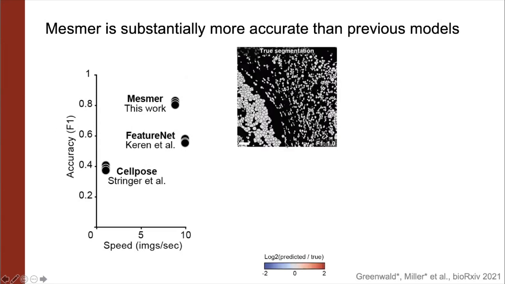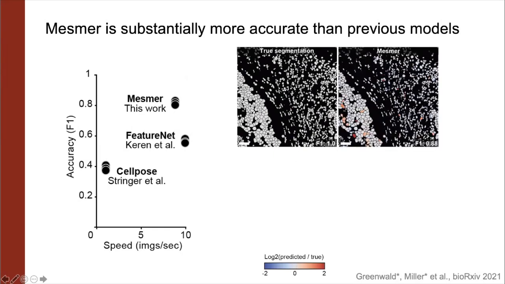To demonstrate this a bit more visually, we generated ground truth segmentations for colorectal carcinoma. What we've done is color each cell by the ratio of the size of the predicted cell to its matching ground truth cell. So for example, in this true segmentation data, everything is colored gray, corresponding to this 0 log2 fold change between the predicted and true size, and the F1 score is 1.